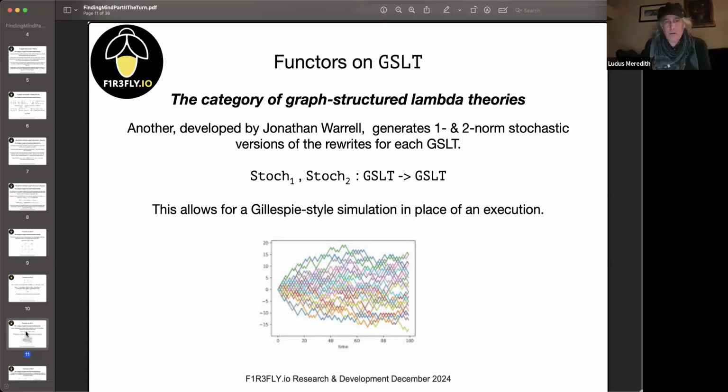This is very important if we want to talk about other models of computation besides what people might consider toys, like the lambda calculus. If I want to actually model things in the real world, I have to deal with stochasticity. And if I want to model quantum computation, I have to deal specifically with 2 norm stochasticity. And this functor says how to do that generally for the entire category of graph structured lambda theories. And this is why I say GSLT, the category of GSLTs, allows us to reason about all known models of computation. That's important.